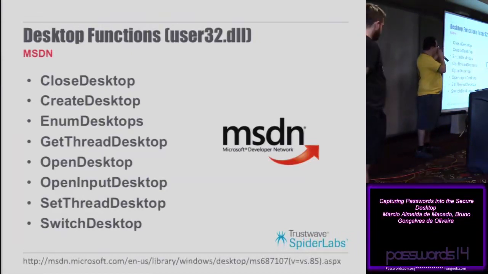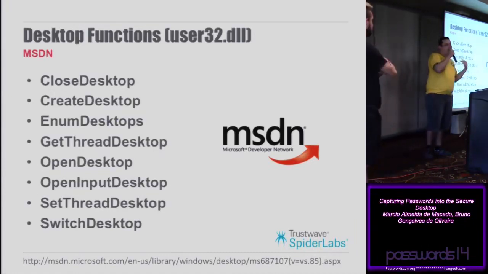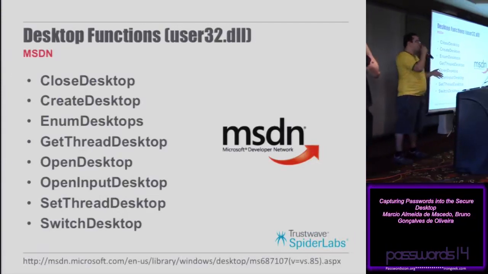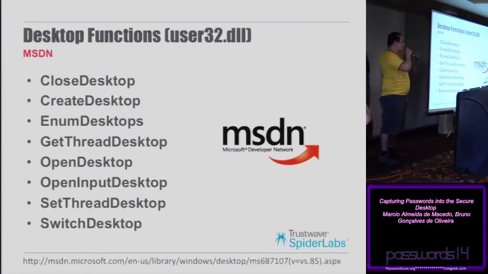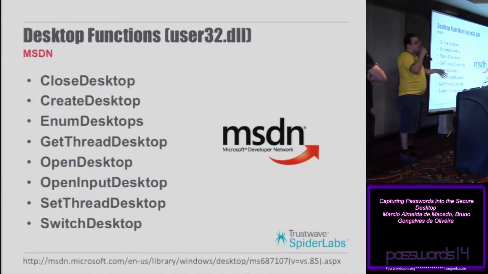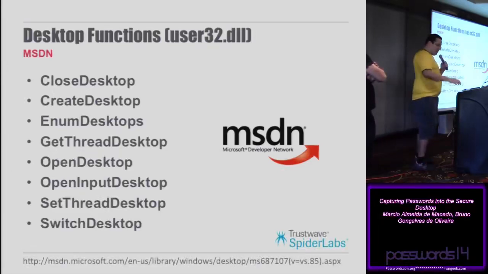So here, all functions used to manipulate the desktop. The first one, when you call it, closes the desktop. The second one creates one. The third one returns an array of strings with all names of the desktops running in the session. Get thread desktop returns the active desktop. For example, if you have 4 or more desktops in Windows, the desktop active to you is the thread desktop. Open desktop and open input desktop give you permissions to run programs and processes inside it. Set thread desktop sets the actual desktop for commands, and the last one switches the desktop. For example, if you decide to go from the default desktop to another desktop, you call switch desktop to switch between them. Okay, so those are the functions.